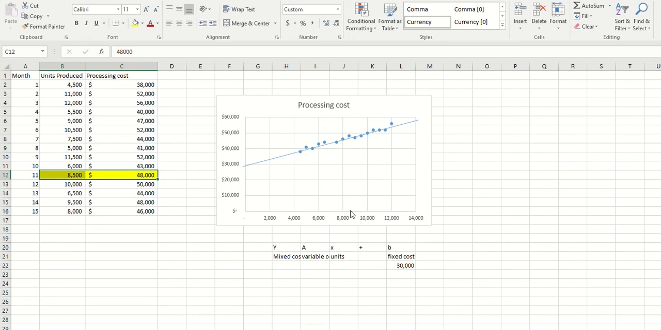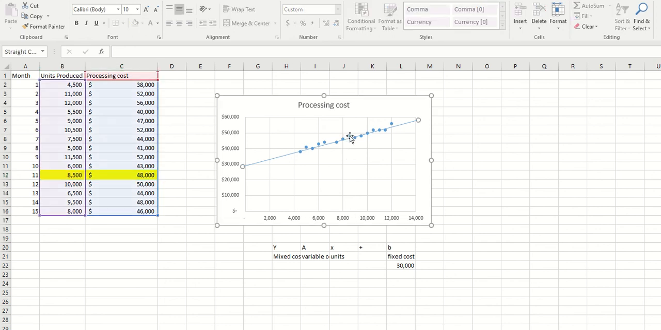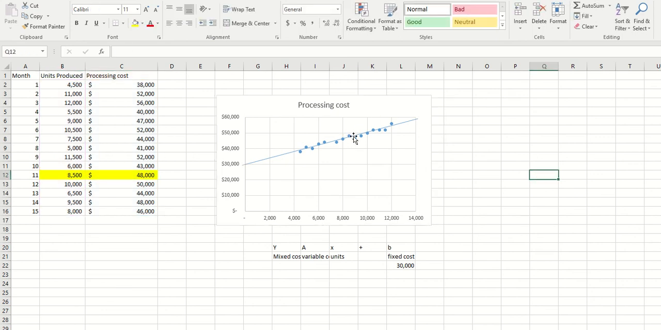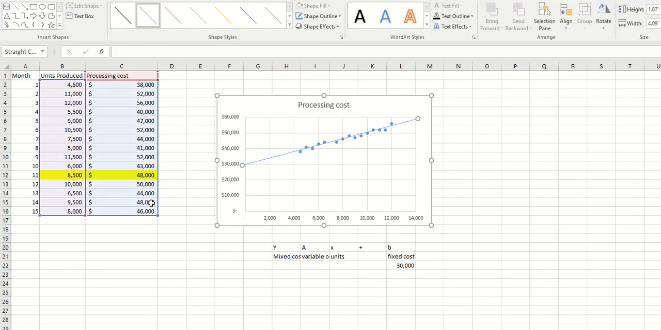So 8.5 activity, and the cost is 48,000. So this point, maybe if I move my line up a tiny bit, seems like a better fit. Oh yeah, right at 30,000, this point right here would be a good fit. This 8,500 units and $48,000. Do you see that point right there? I don't know if I can click on it. That individual point right there.